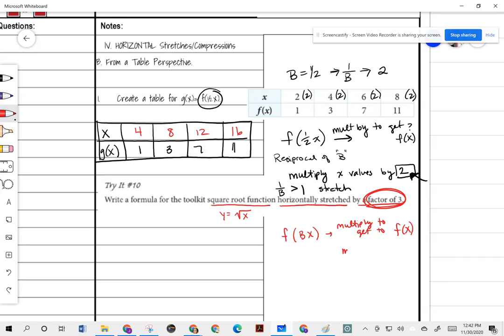So if I need to multiply by 3 to get to f of x, then wouldn't that indicate that I've got now 1/3 of x? So that if I were to take 1/3 times 3, that's going to take me to f of x. So what that means now is I have g of x is equal to, inside the radical, instead of x, I'm going to have 1/3 x. Okay.